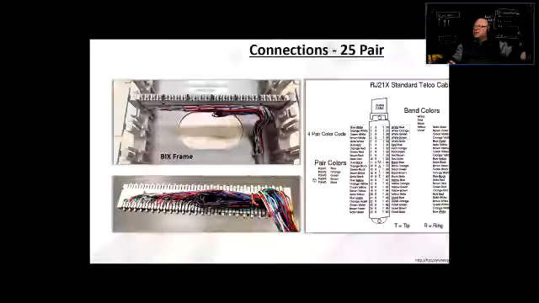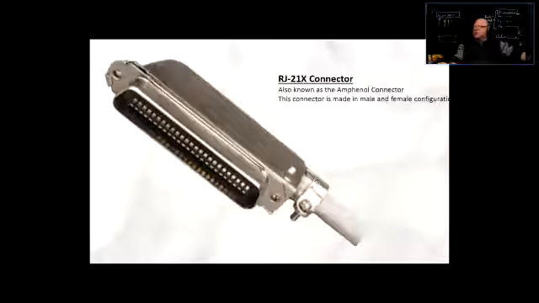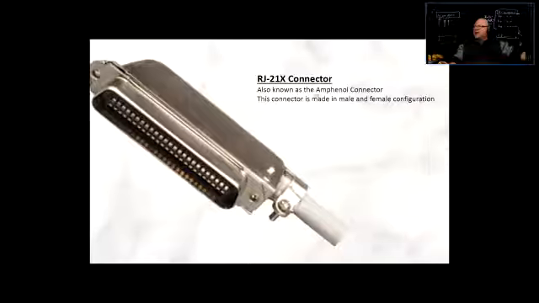The way we are doing it, there's a tool to terminate those, and it's called a butterfly tool. Right? You can buy that right now on eBay, maybe for $25 if you're lucky. It used to be an expensive tool. Now it's not as expensive. All right. And here's a video, just to give you some idea of how those 25 pair cables are terminated using a butterfly tool. So the butterfly tool is a tool to terminate 25 pair cables onto an RJ21X, or something called an Amphenol connector, right here.